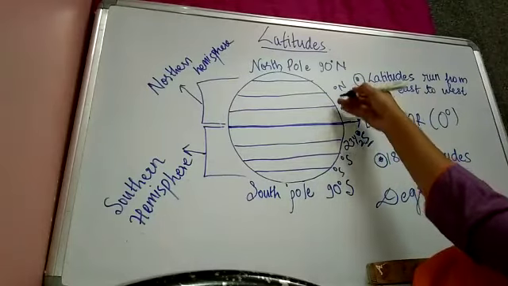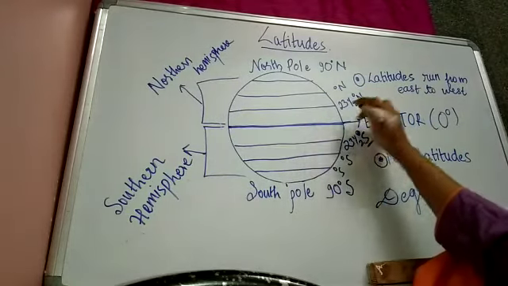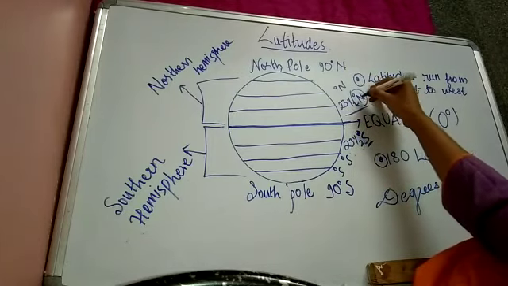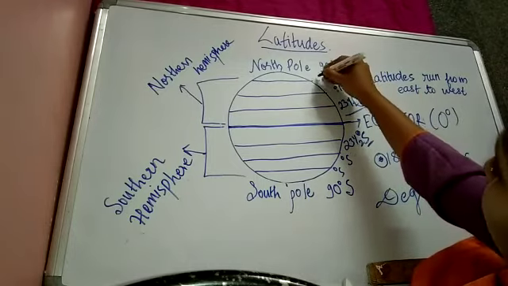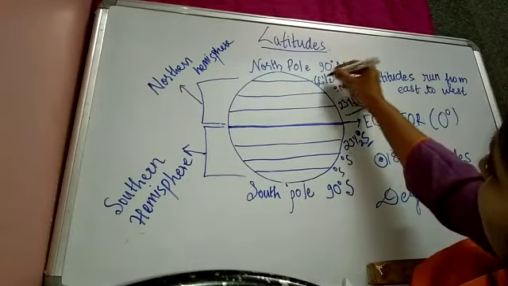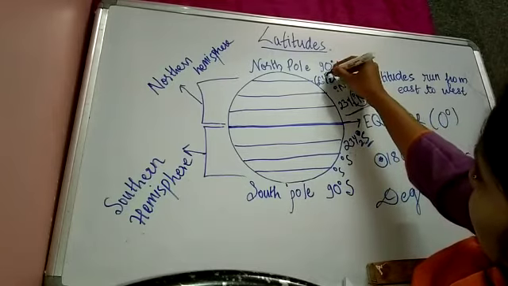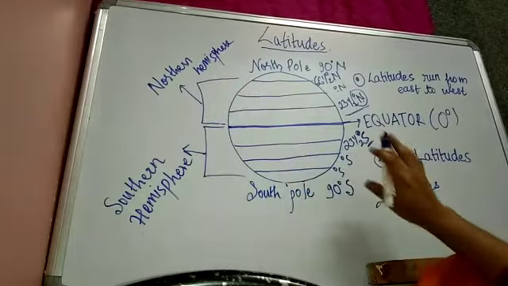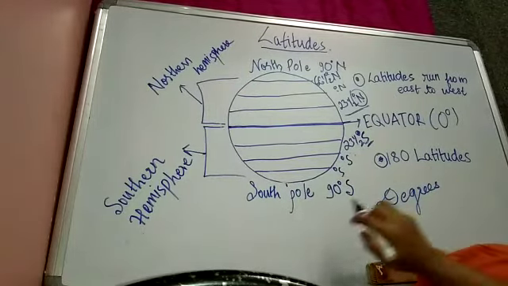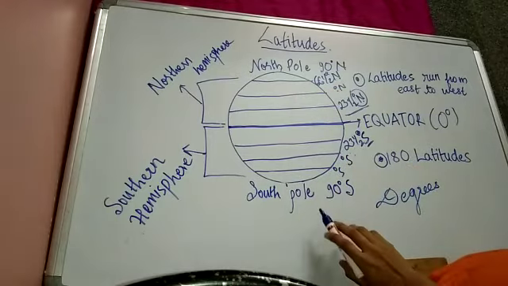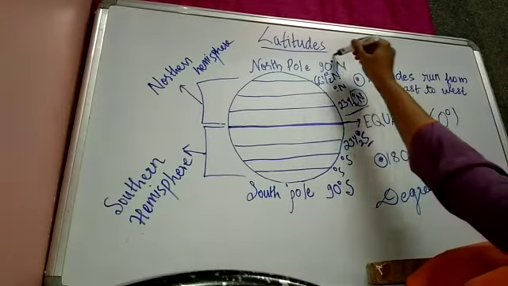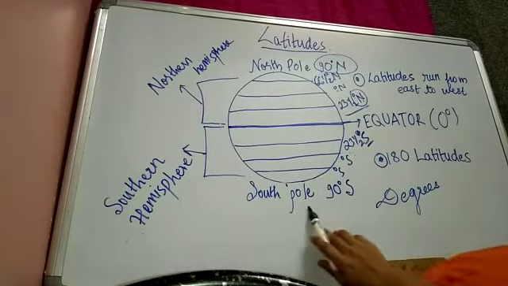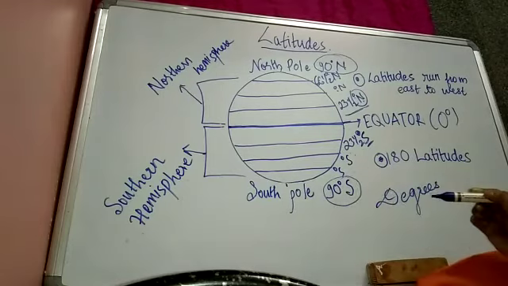The latitudes which come above the equator, in the northern hemisphere, are written as degree north. How are they written? Using degree N. Suppose this is 66.5 degree north, it is written using degree N for latitudes in the northern hemisphere. Here you can see the north pole and south pole. The north pole is always indicated as 90 degree N, whereas the south pole is indicated as 90 degree S.